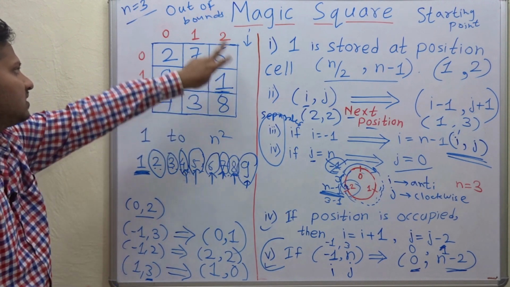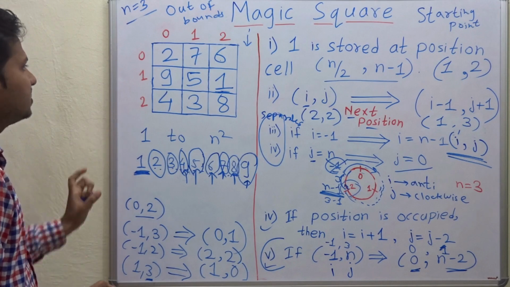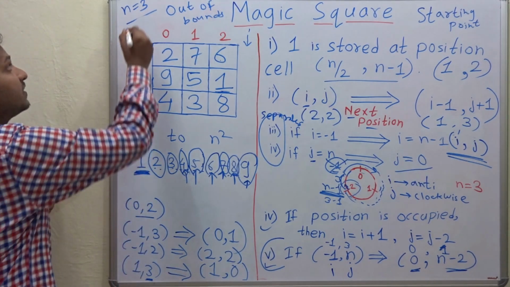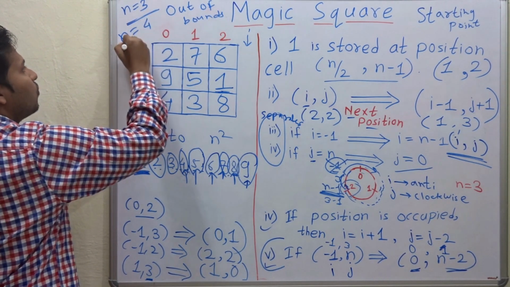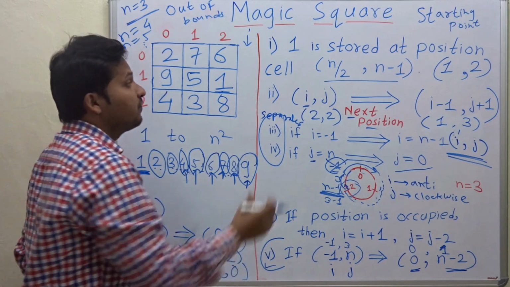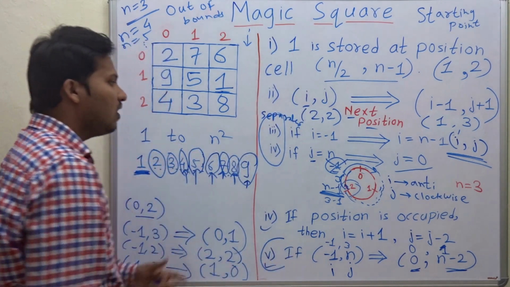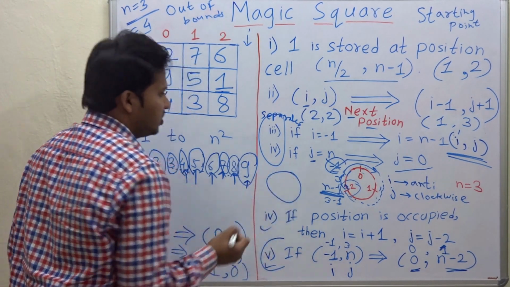So this is the magic square, and we have completed all the values in this magic square. This was for n is equal to 3. You can create magic square for n is equal to 4, 5 and for any dimension. You have to just follow these rules. Now the third and the fourth rule will change according to the dimension.